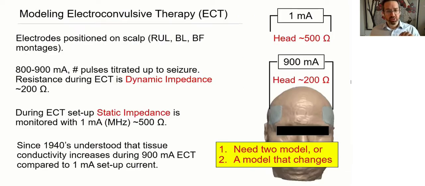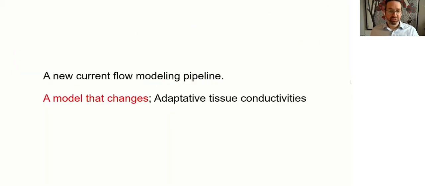So we hope the computational models can provide insight on these problems, and our approach was therefore to develop a single model that could model both these dynamic and static conditions. And so this is a new modeling pipeline, an adaptive modeling pipeline, where the tissue conductivity adapts with the current being applied to it.